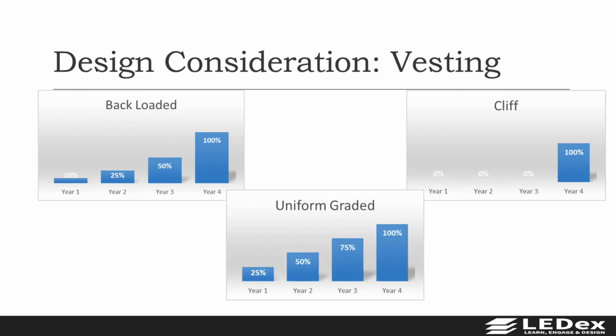A more uniform approach, of course, could be the uniform graded approach where 25% in this particular example each year is provided to the individual in terms of vesting.